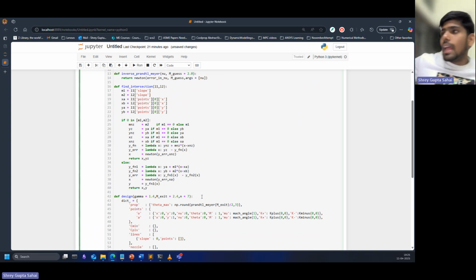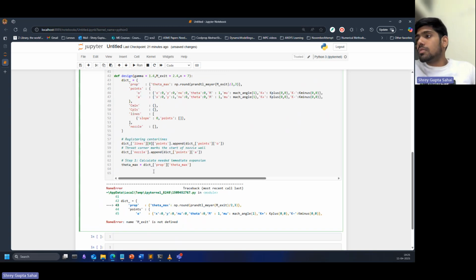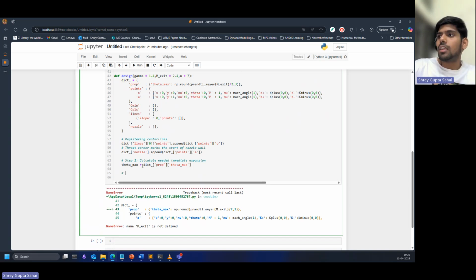And again, we will need a gamma value and an exit Mach number. So maybe at the end of it we'll try how gamma affects the entirety of the design, and so on. So let's see. Now these things are done, so the next thing is deciding our grids.